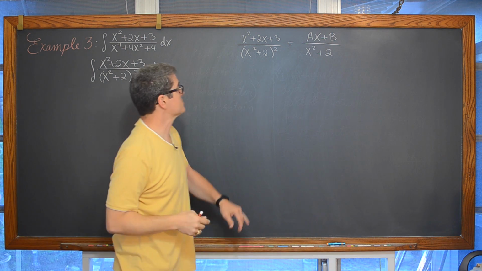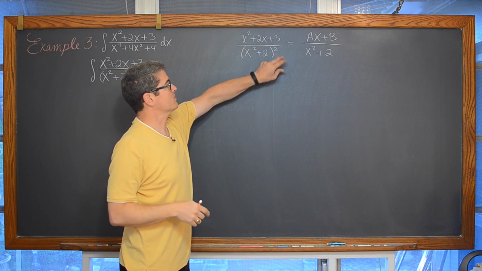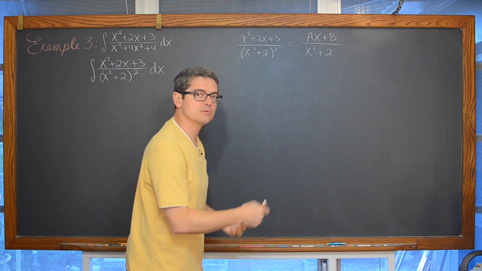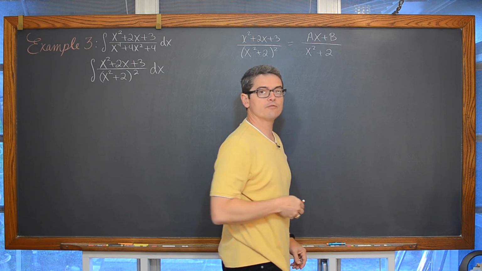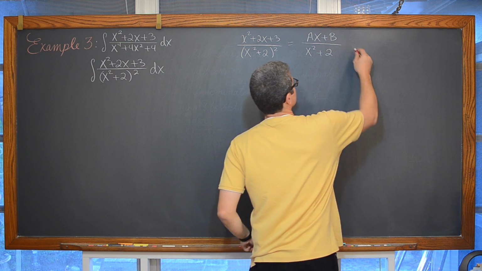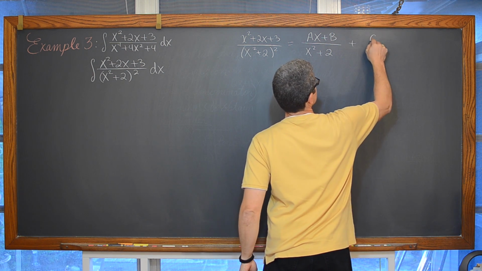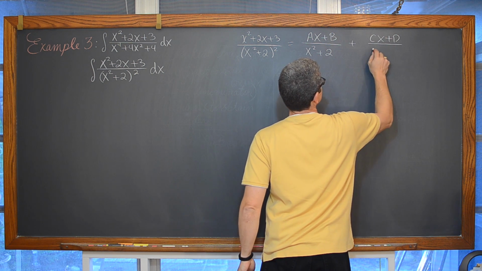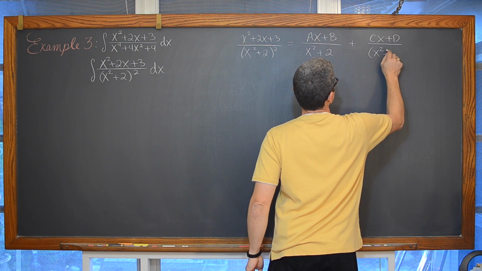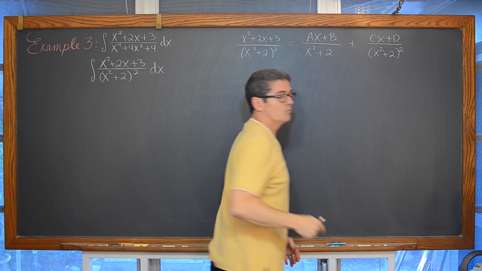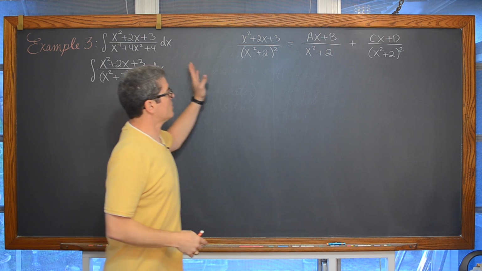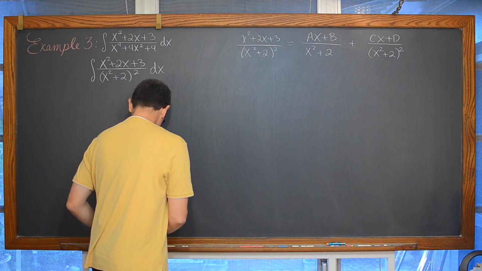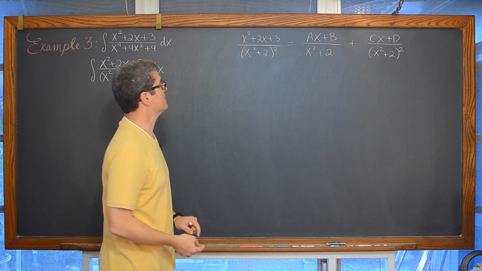And this is also the first time we're seeing that we have a factor that's repeating. So we're writing that x squared plus 2 to the first power, and now we're going to do it to the second power with another linear function in the numerator with a bunch of unknown constants. Great. Well, still like before, we're going to multiply this entire equation by something that cancels out all of the denominators, which of course is just going to be (x squared plus 2) squared.